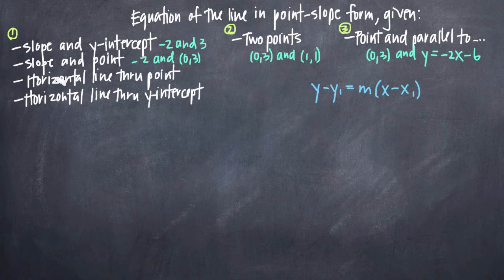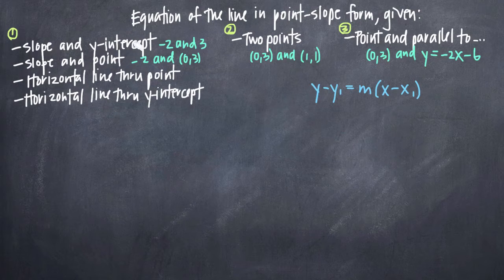So group number one: if you're given the slope and the y-intercept, or the slope and a point, or a horizontal line, or you're told that the line is the horizontal line through a point, or the horizontal line through a y-intercept, all of those are similar in the sense that essentially, you're being given a slope and a point no matter which of these you're given.